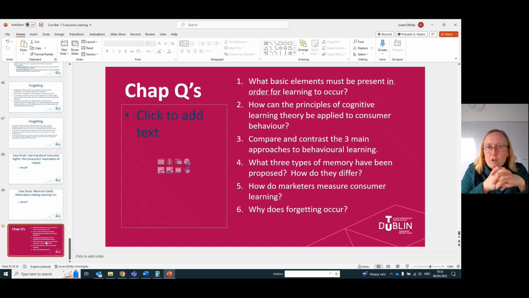Question 3, compare and contrast 3 main approaches to behavioral learning. If the question has a specific number that they're looking for, you need to make sure of it, as the marks are going to be allocated accordingly. It's probably going to be something like a 20-mark question, could even be a 30-mark question. 30 would divide evenly, 10 marks for each approach that you discuss.